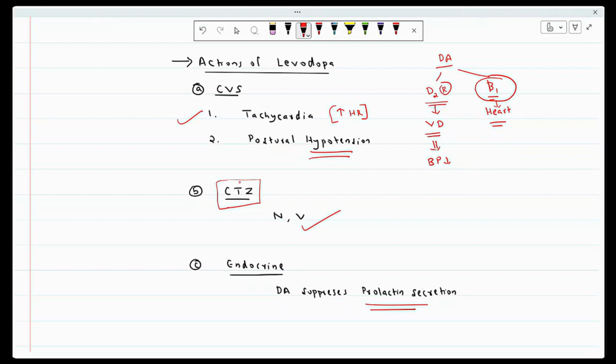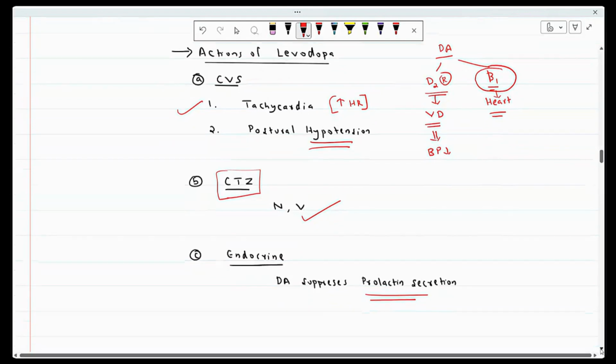What happens to the heart rate? Increased heart rate. What about the BP? Postural hypotension. What about CTZ? What is the action on CTZ? It will stimulate it. So what can happen? Vomiting can happen. And in endocrine, it will inhibit the secretion. I hope it is clear.